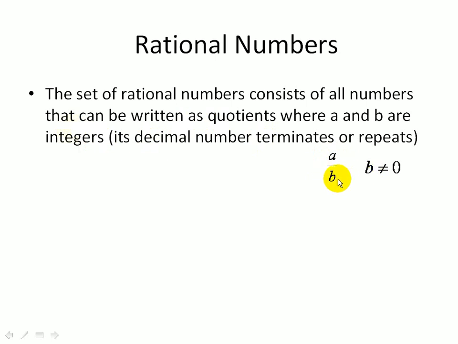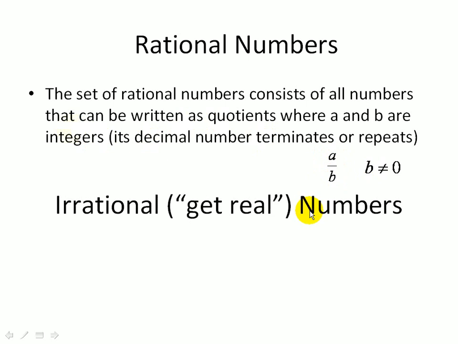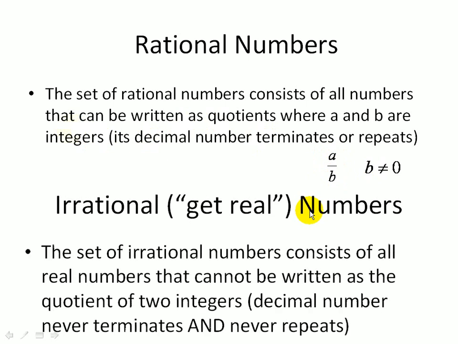On the other hand, the set of irrational numbers consists of all real numbers that cannot be written as a quotient of two integers. It's a decimal number that never terminates and never repeats. Once again, an irrational number is a decimal number that never terminates and never repeats. We saw that with the square root of 2 and pi. Let's look at some more examples.